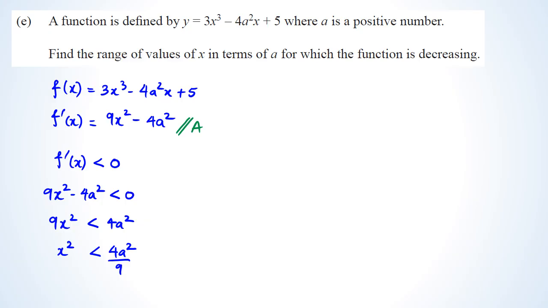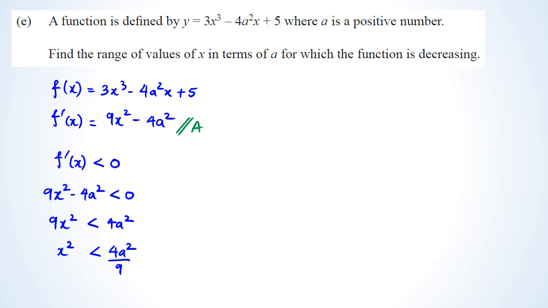So getting it up to this point, I've kind of got it simple, but this is where I'm going to show you guys how to do this slightly differently, because the most common mistake people make is they square root it. They square root this value as 2a over 3, and they put x is less than 2a over 3 positive, and also x is less than negative 2a over 3. But I want to show you guys this particular case, all right?